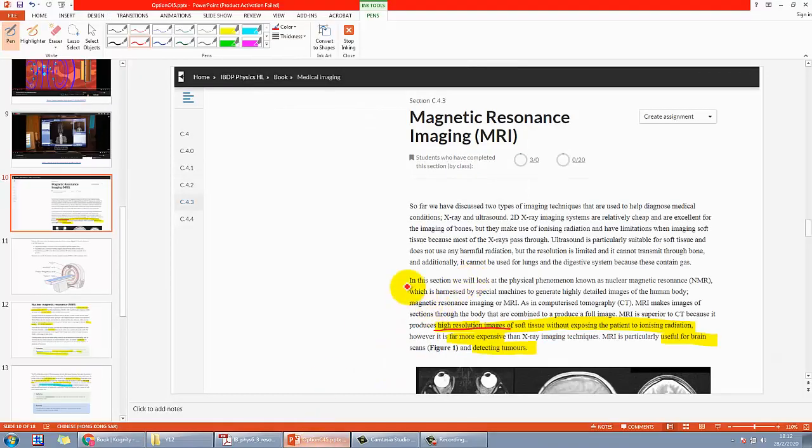Okay. However, of course, the drawback is it is much more expensive. Otherwise, if this is cheap and better, then no one would use X-ray anymore for sure. Therefore, you only use it when you want to detect maybe tumors or brain issues. But for maybe bone fracture, you still use X-ray.